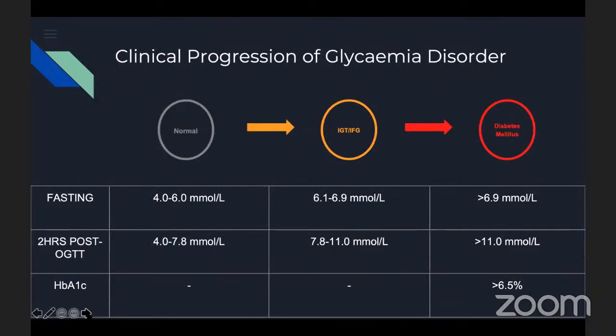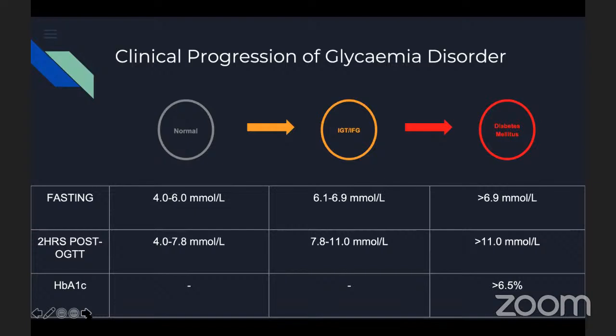Next slide, please. So, as mentioned, this is the clinical progression of glycemia disorders. Regardless of the etiology of what causes you to end up having diabetes, these patients all follow this progression. At one point the glucose is normal, and slowly or quickly it progresses to impaired glucose tolerance or impaired fasting glucose, and then eventually to diabetes mellitus.